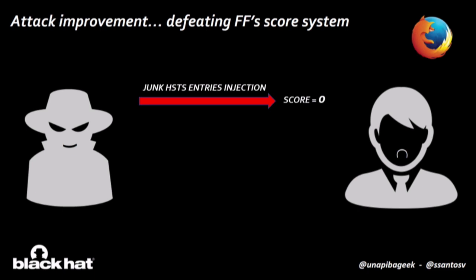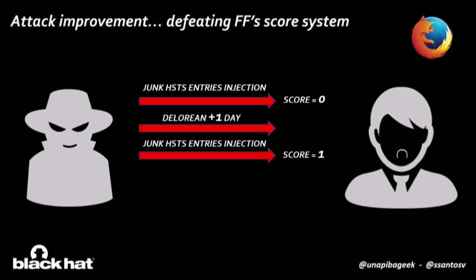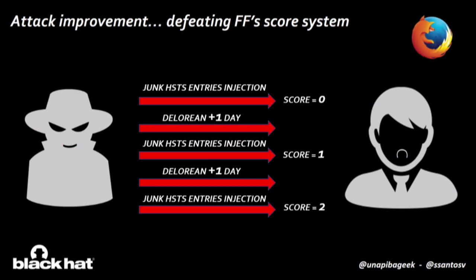So, we'll begin by making a first junk HSTS entries injection, and with this, we will get a score of 0. After, we will use DeLorean to move the target system date forward 1 day into the future. After that, we can make another junk entries injection, and with this, we will get a score of 1. And if we continue applying DeLorean together with the junk entries injection, we can increment the score of our junk entries. So with this, we can start to overwrite those entries corresponding to websites frequently visited by the user. This means websites with a higher score.